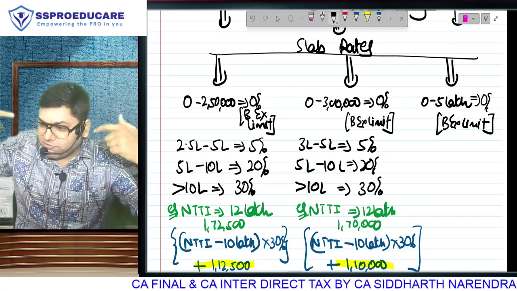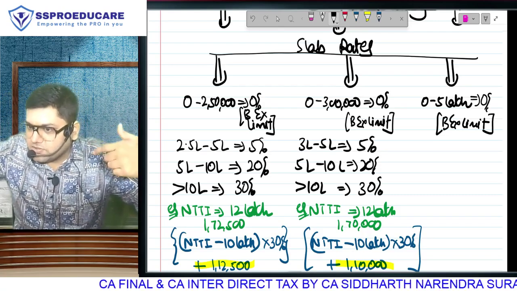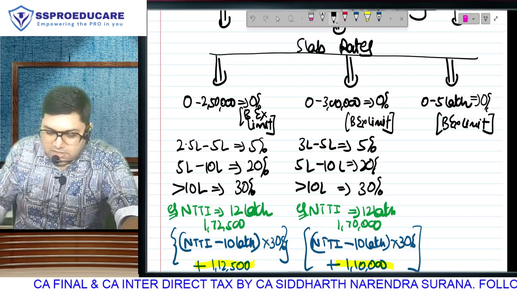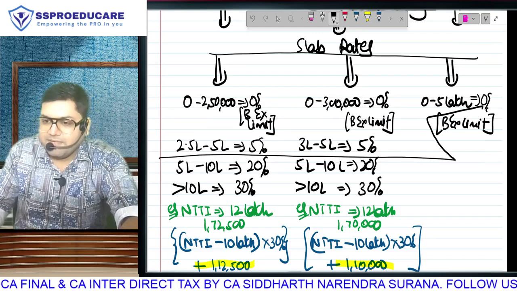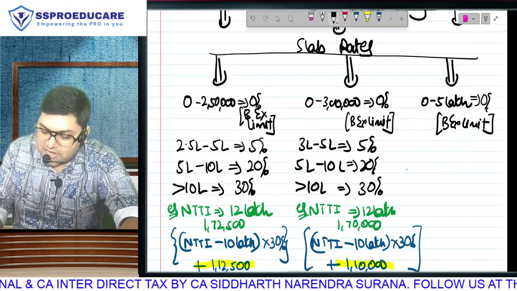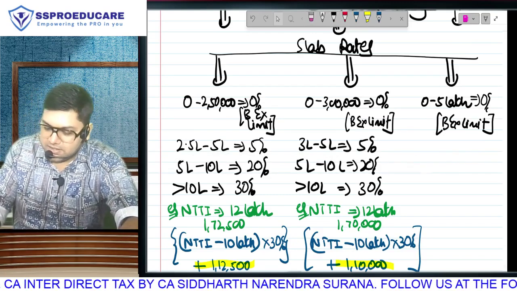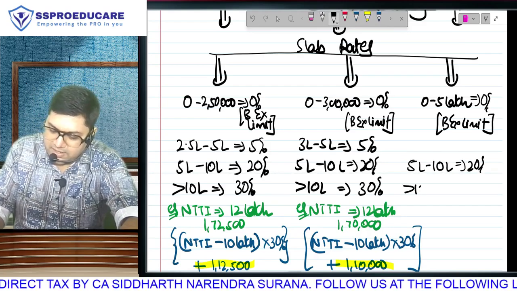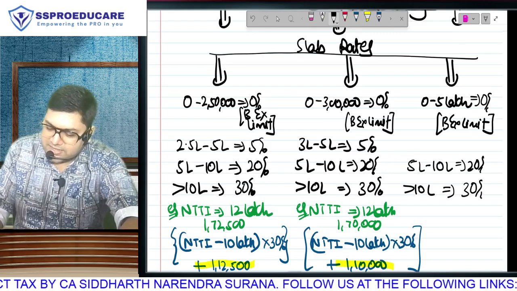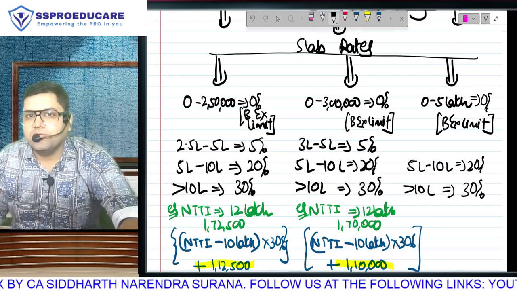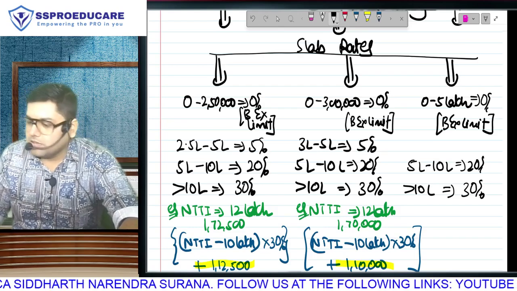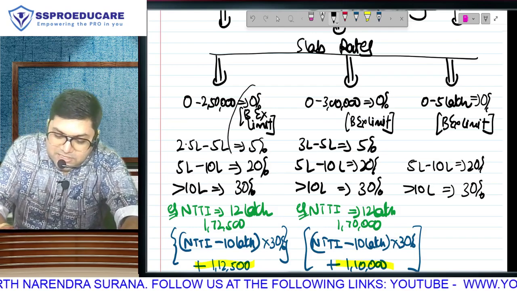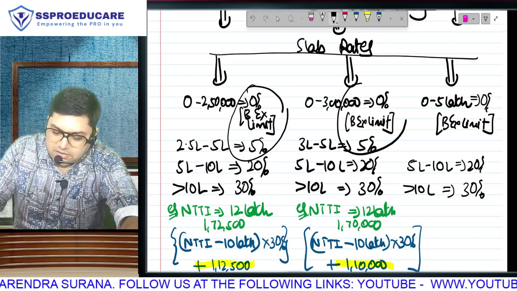If you have the habit of memorizing 0, 5, 20, 30, here 5% is not applicable. Because till this 5% level, they don't have any tax. So when their tax will start, they will start directly at this level. Directly it will be 5 lakh to 10 lakh, 20%, and after 10 lakh, 30%. So normally it is 0, 5, 20, 30, but here it is going to be only 0, 20 and 30. Is that clear?